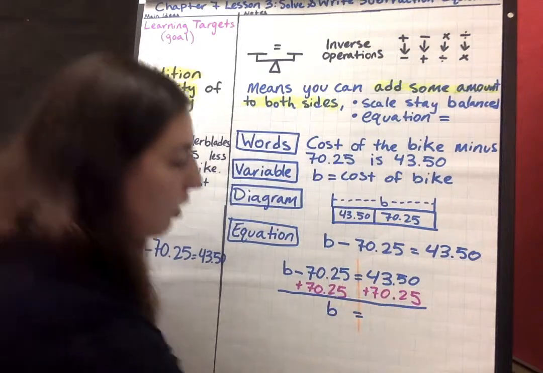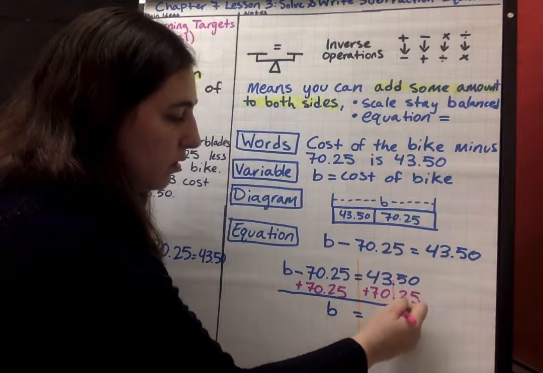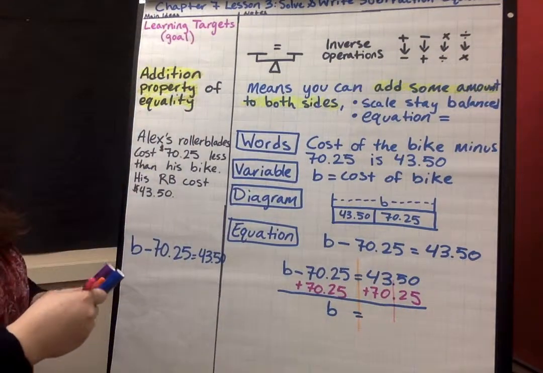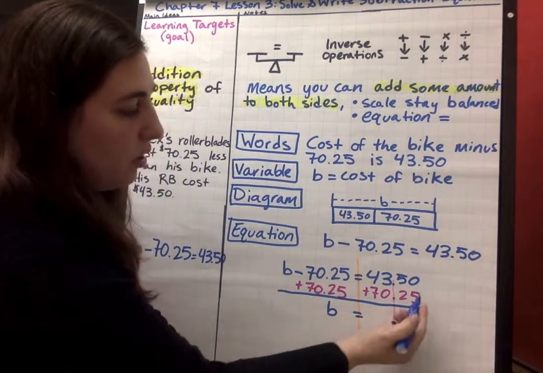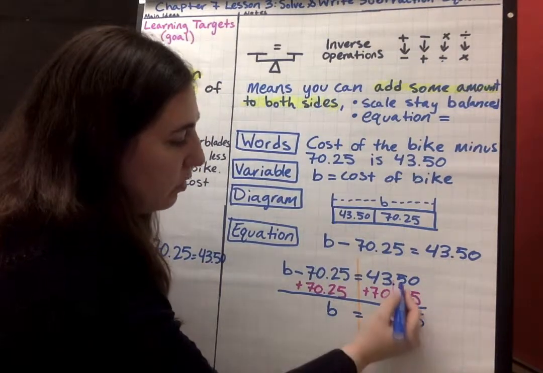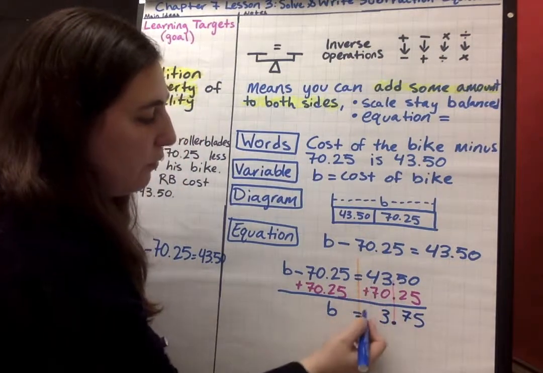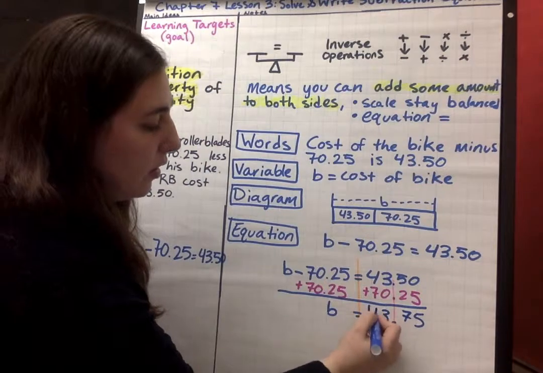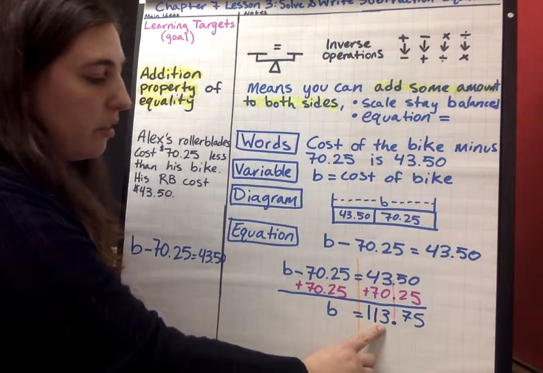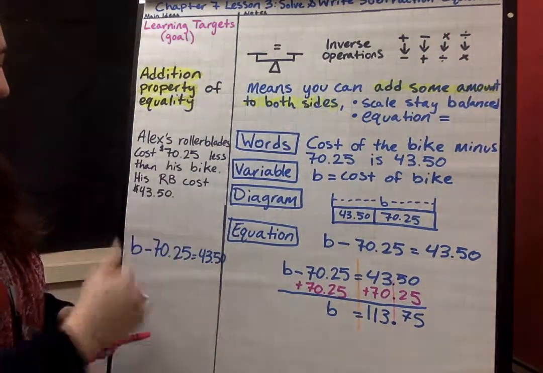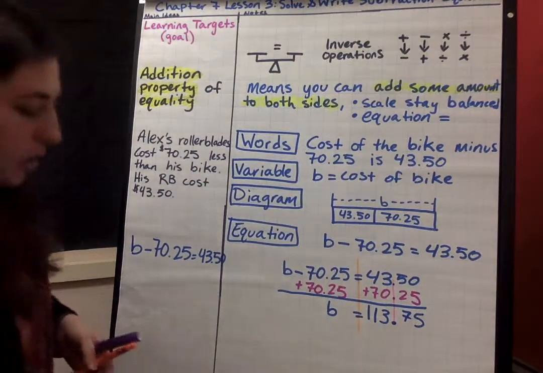Remember when you're adding decimals, the decimal needs to be in the same exact spot and everything should be lined up. So 0 plus 5 is 5, 5 plus 2 is 7, 3 plus 0 is 3, and 4 plus 7 is 11. Okay, so b equals 113.75. That is my solution. Okay, that's my answer. I'm going to highlight that.